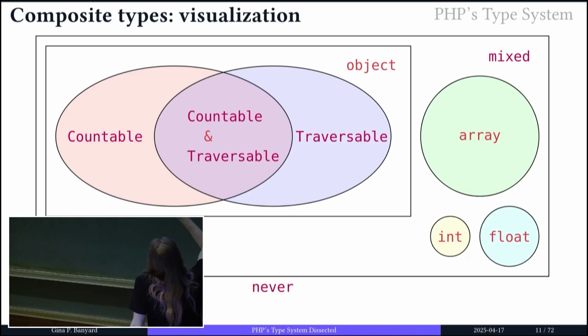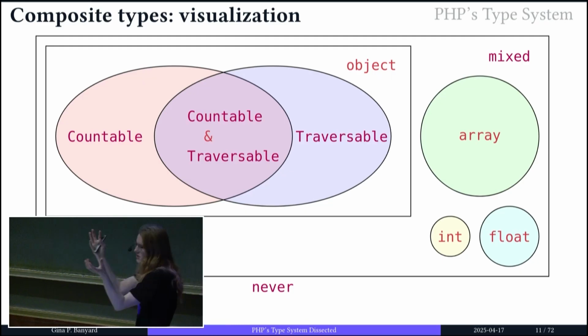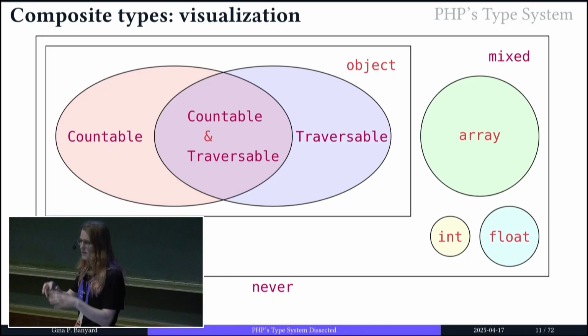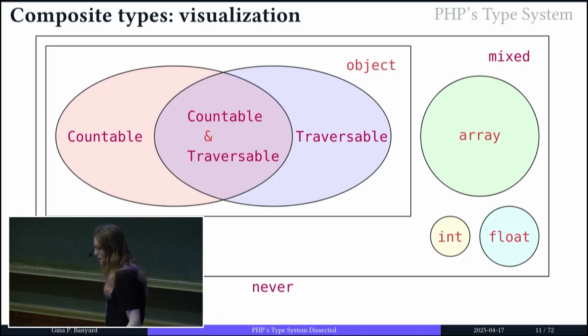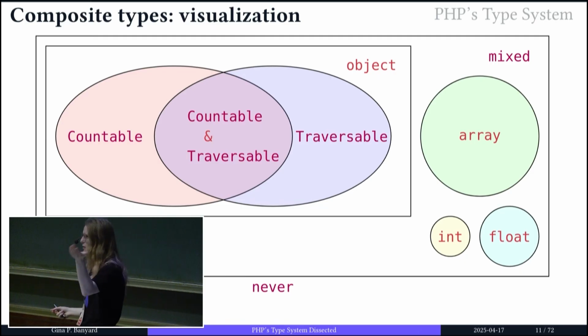The way I put it here is so that if you have an interface which says, I just want countable, then you can use any element in the countable space, like object. And traversable is like, well, I can use a foreach, and they all live in there. But with array, you can actually use a foreach on an array, and you can use count on an array.